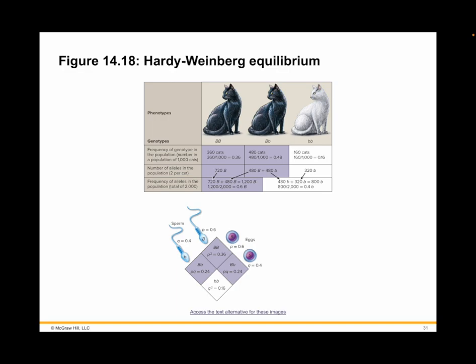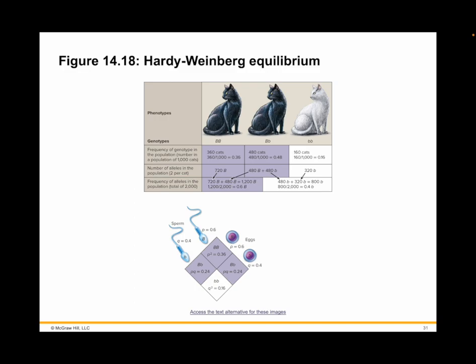So there's a population with 1,000 cats shown. There are 840 black cats and 160 white cats. I'd recommend you have a calculator out and prepare yourselves to practice this now, as well as do this very same on your final exam.